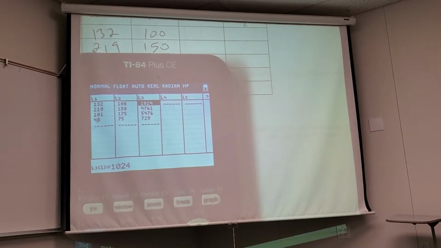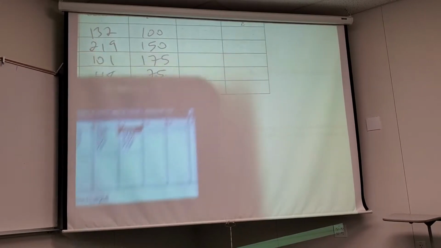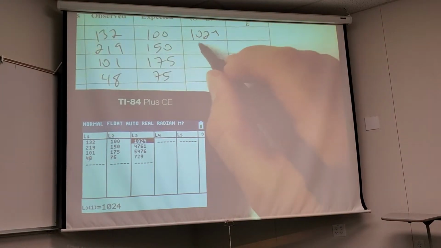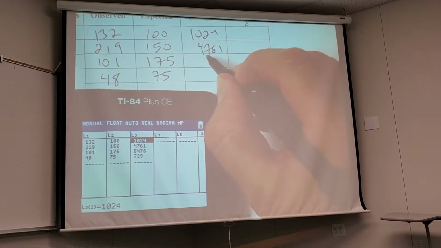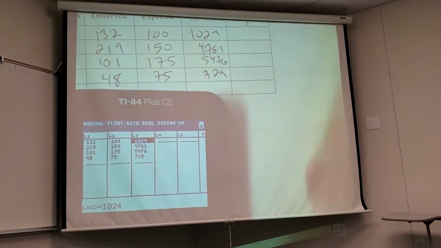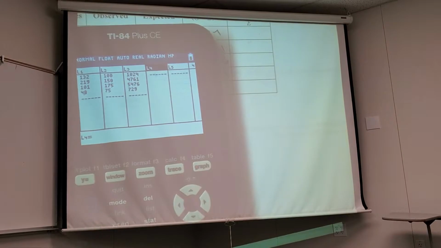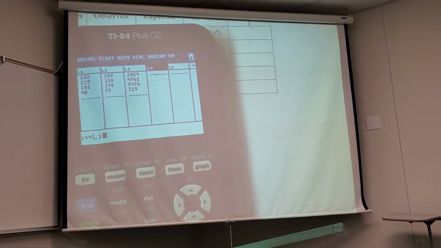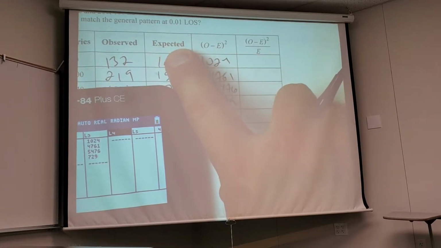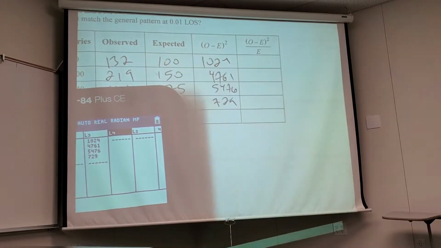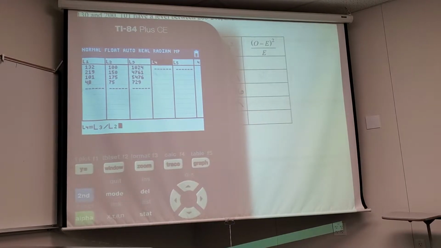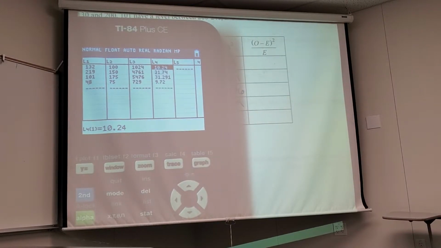Is that the numbers you're getting for that column? Yeah. And then L4, I want it to be L3, observed minus expected squared, divided by E, which for me is in L2. You have to use this. No, you don't need to, but you can. So those numbers look familiar?